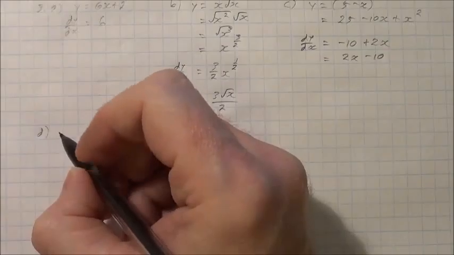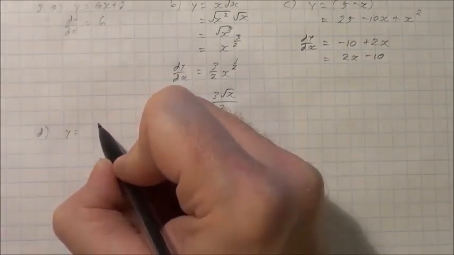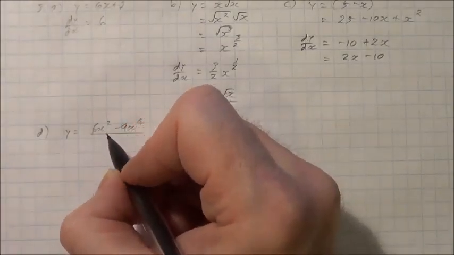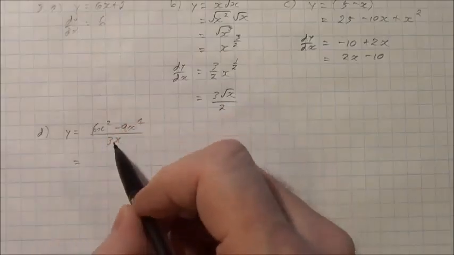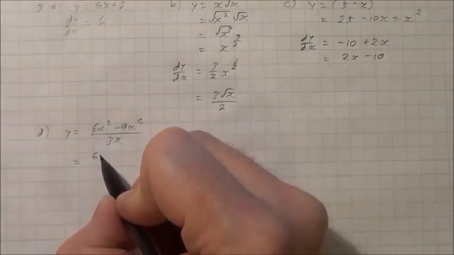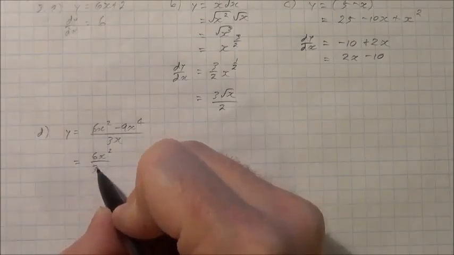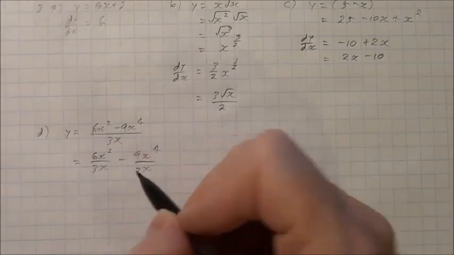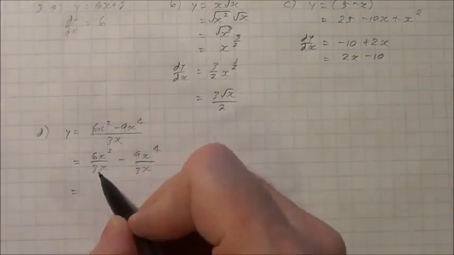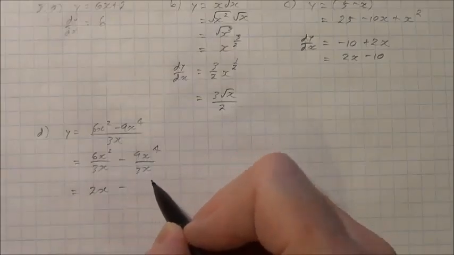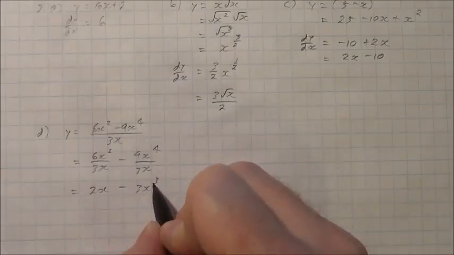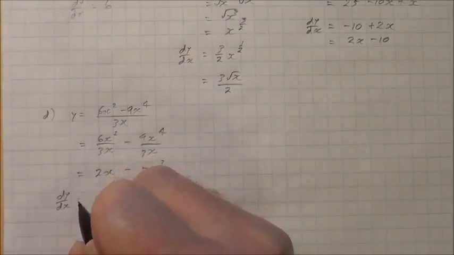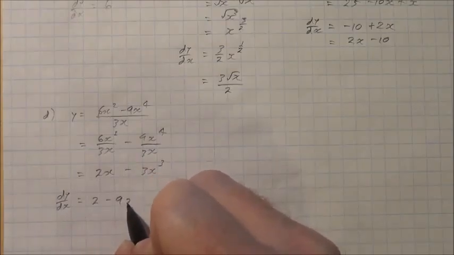Part D is y equals 6x squared minus 9x to the power 4 all over 3x. I'll break this into two different rational functions, 6x squared over 3x minus 9x to the power 4 over 3x. Now I can simplify each one of those, and when I simplify this I get 2x, and simplifying this I get 3x cubed. And now I take the derivative of y with respect to x to give me 2 minus 9x squared.